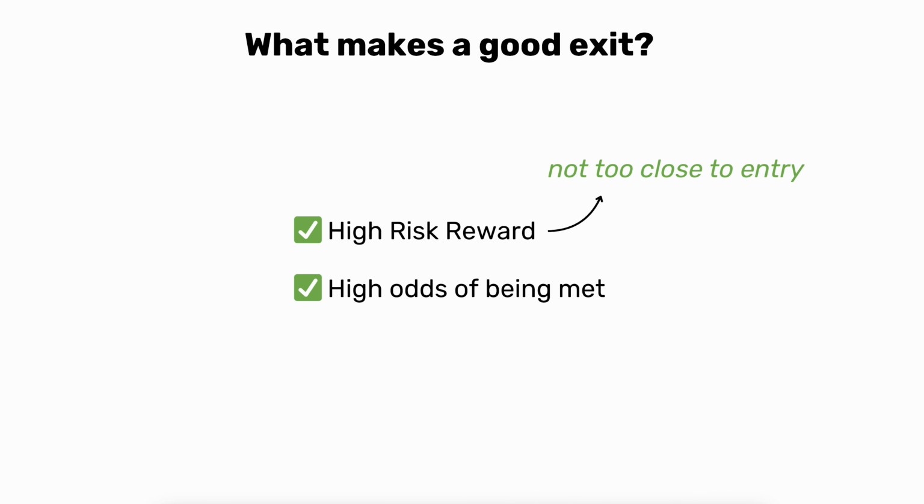So for high risk reward, we need to make sure that our trade target is not too close to the entry, so that we're not getting out of trades too quickly. And for the high odds of being met, we need to make sure that our target is sitting in a logical area that is likely to be hit by price at some point in the near future. Let's go to the charts now and talk about some good exits.